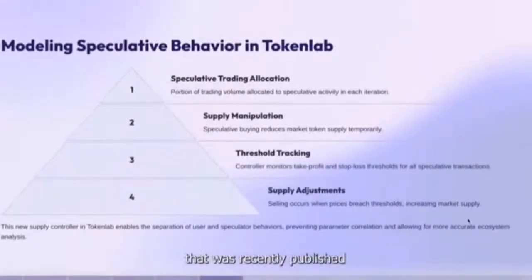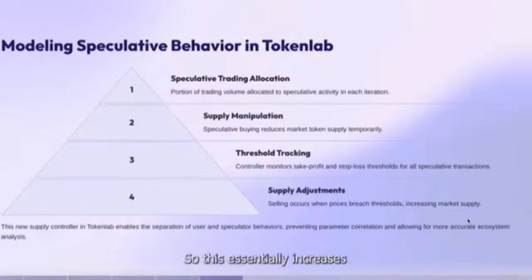So the research that was recently published on arXiv tried to answer the question: how can you model speculative behavior and what can we learn from that? We broke the problem down into a few different stages: first the supply adjustments, then the threshold tracking, the supply manipulation, and the speculative trading allocation. The way the system works is that there are some basic token economy dynamics, and then there are pools of agents, like the speculators, that decide to buy or sell, depending on tracking the price dynamics as well as the price itself.